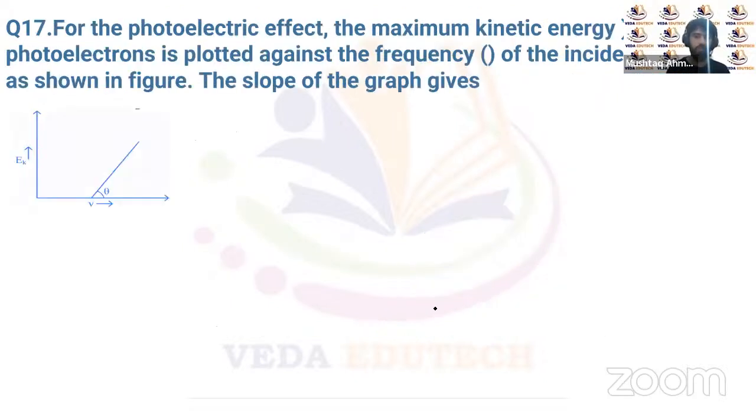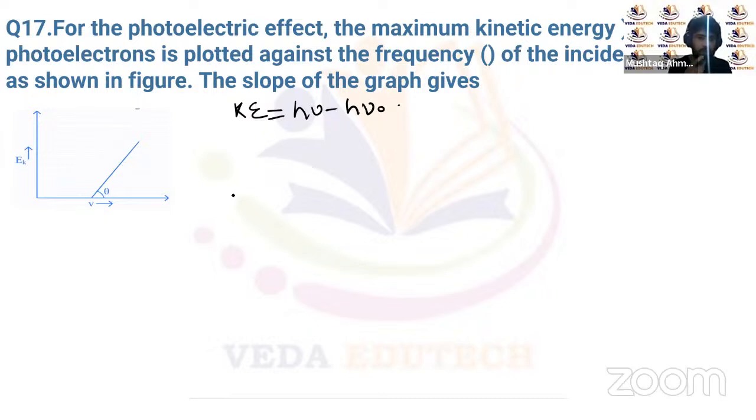Now let's move on to the next question, question number 17. For the photoelectric effect, the maximum kinetic energy of the photoelectrons is plotted against the frequency of the incident photons as shown. So kinetic energy as a function of the frequency is h nu minus h nu naught. And you can see here h is a constant, nu naught is a constant.